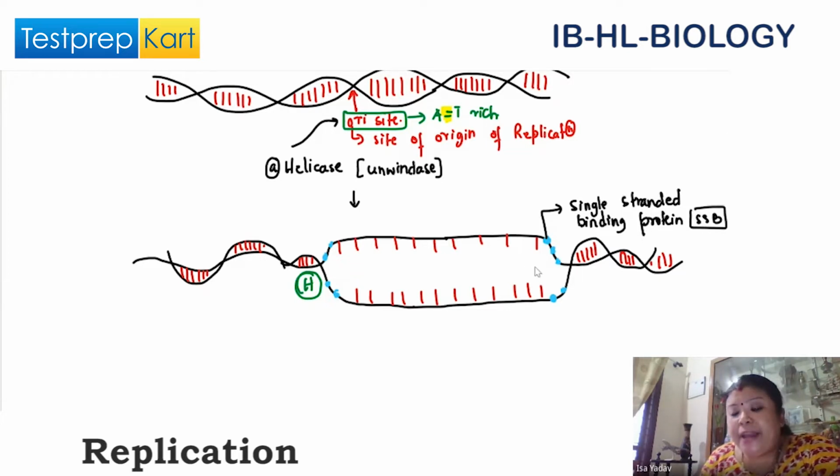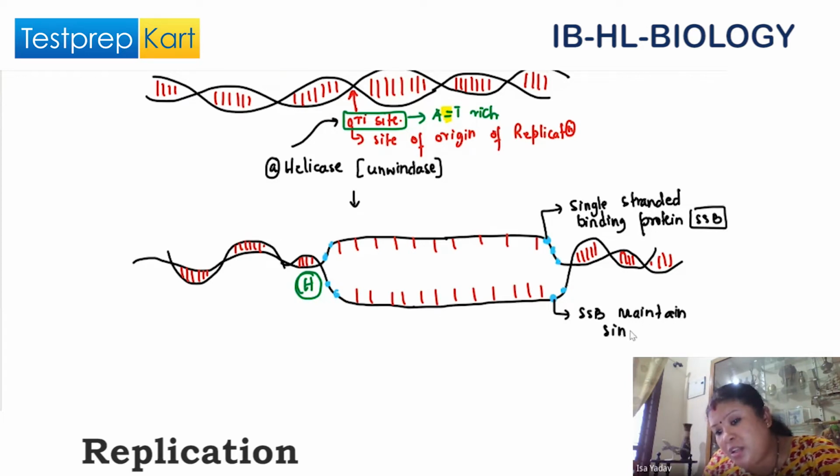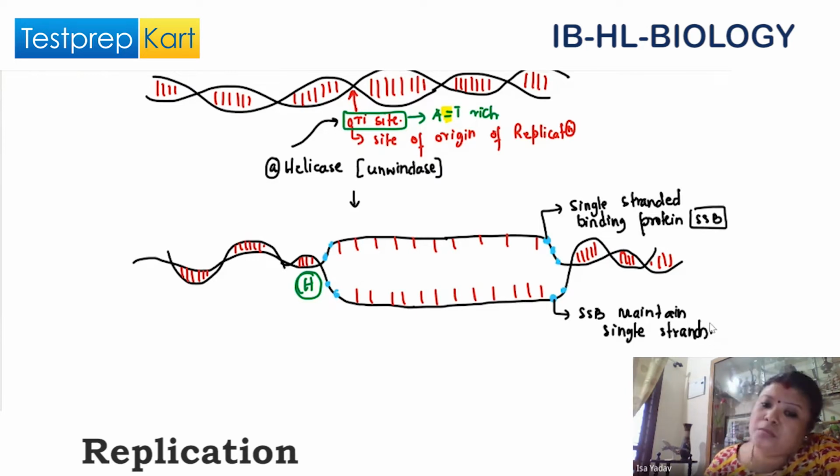Okay, single stranded binding. The single stranded binding protein, SSB, will make sure that the two strands do not rewind. It maintains the single strands. Okay, now what happens here? Now replication will proceed in both directions, from here as well as here.